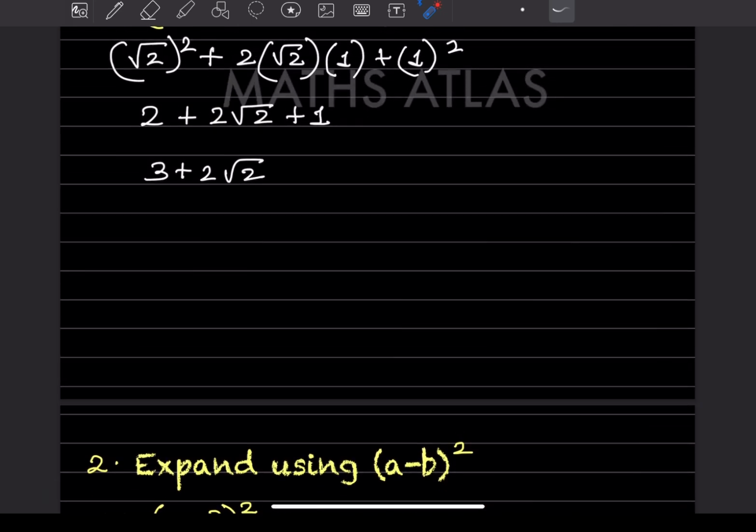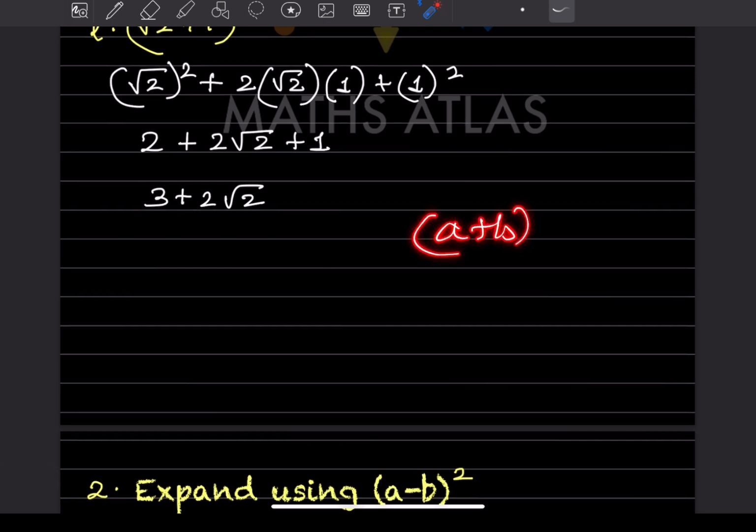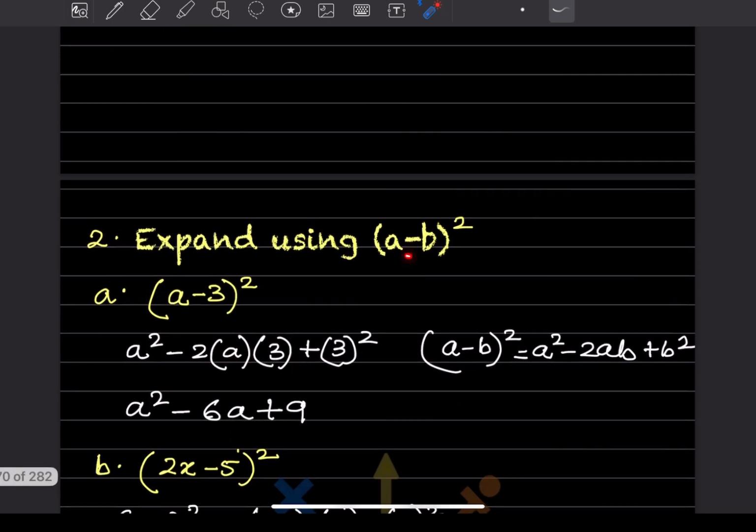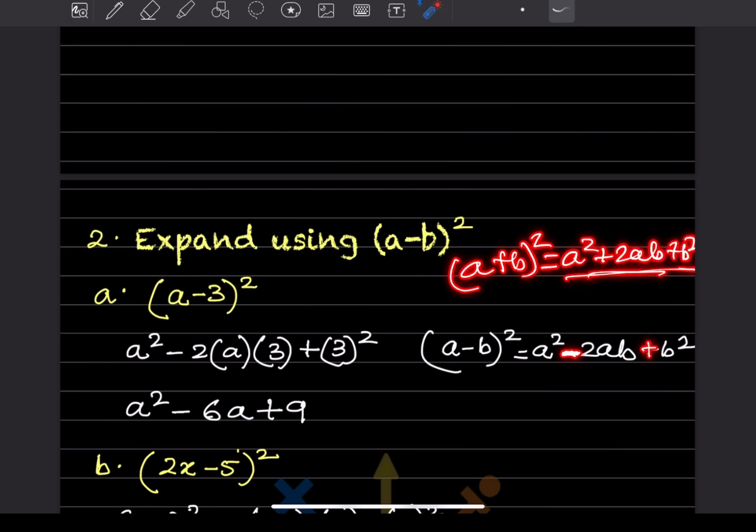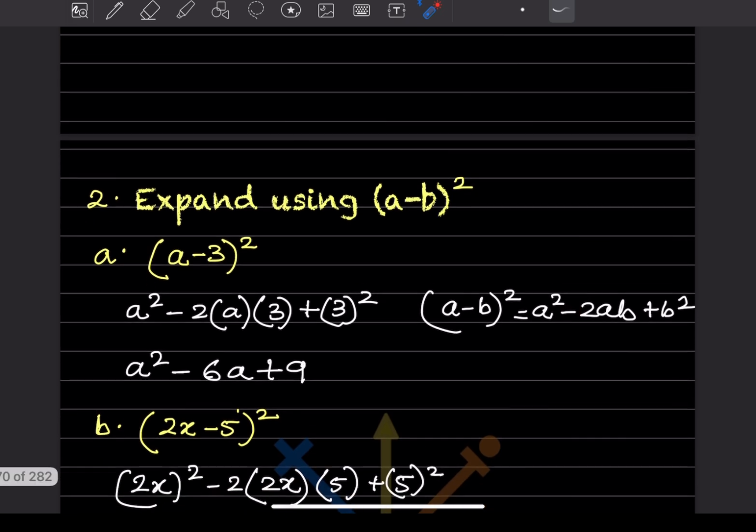Same here, this was for, that identity was (a plus b) whole square. Now you have to use the identity (a minus b) whole square. So you should know the identity, that is (a minus b) whole square. Everything is the same. Here, in place of this plus, that is going to be minus. When we have (a plus b) whole square, what is that? a square plus 2ab plus b square. Can you see here? This is the same, only in place of this plus there is minus over here, and this is plus itself. So the only change you have to make is minus. Rest all the method is the same.